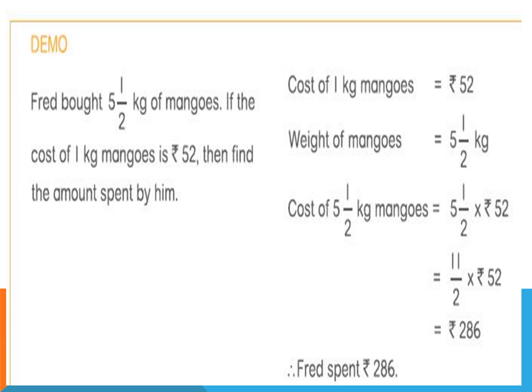So the concluding sentence you have to write is: Therefore Fred spent rupees 286. Now if you need more time, pause the video, go through the demo question once again. If you already understood everything, then let us move on to the next slide.